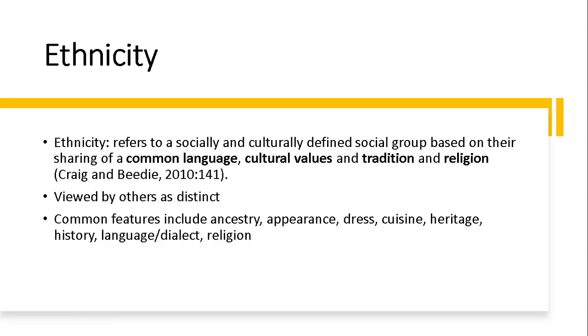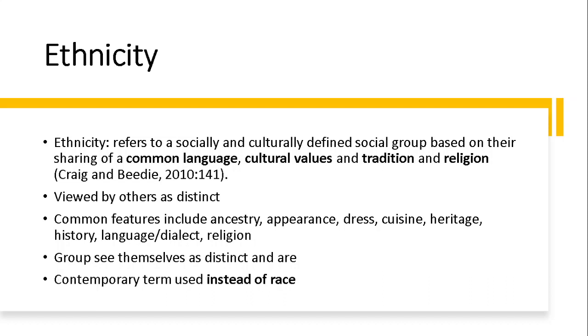The common features that people can share in regards to ethnicity include ancestry, appearance, dress, cuisine, heritage, history, language or dialect, and religion, amongst others. Groups often see themselves as distinct, and they are. And ethnicity is a contemporary term which is often used instead of race, although a number of organisations use race and ethnicity as a joint category rather than removing race.